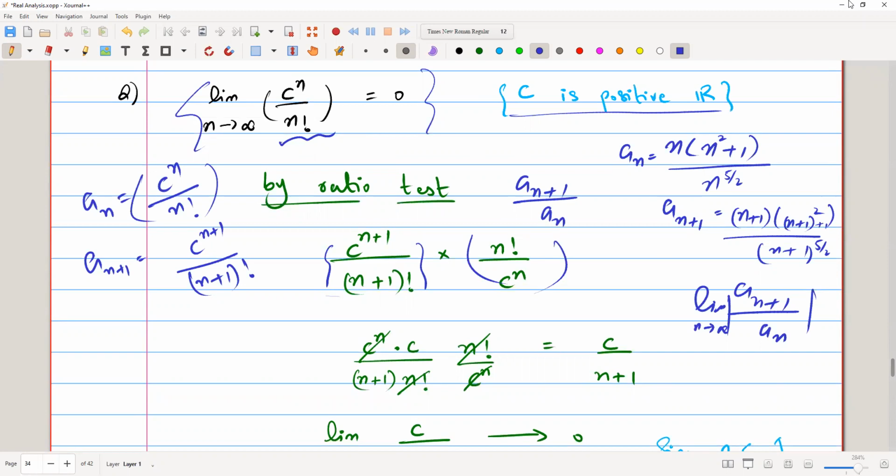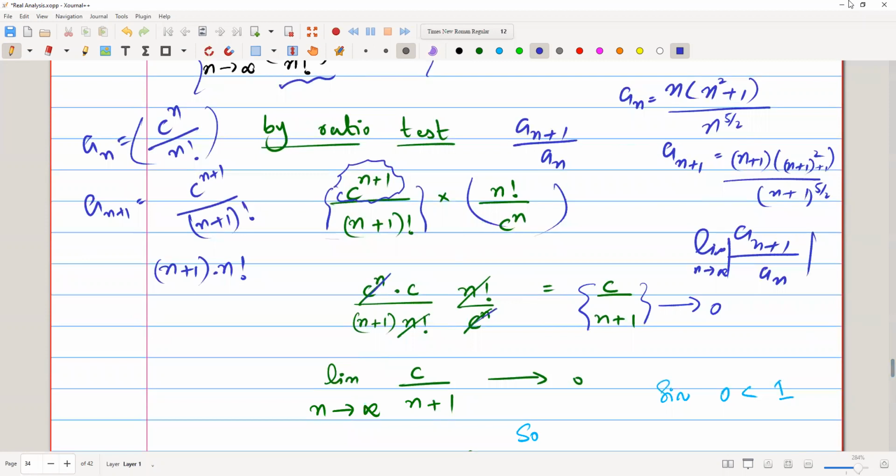Now we can do some cancellation. We can split c to the power n plus 1 into c to the power n times c, so c to the power n cancels. Then we write (n plus 1) factorial as (n plus 1) times n factorial, so this n factorial cancels. We get c over n plus 1, and we know that this sequence goes to 0. Therefore this is less than 1, so the limit L is less than 1.